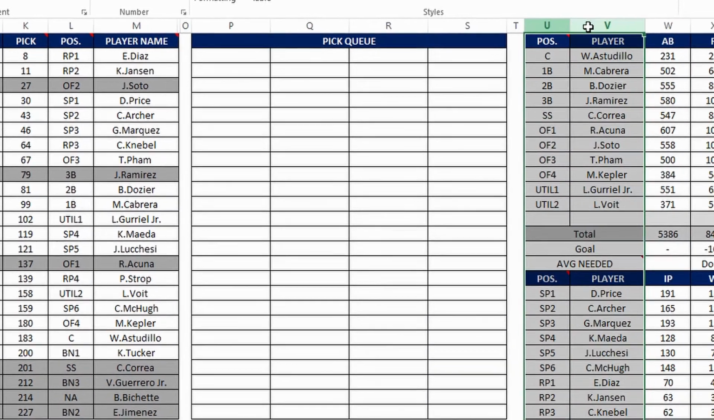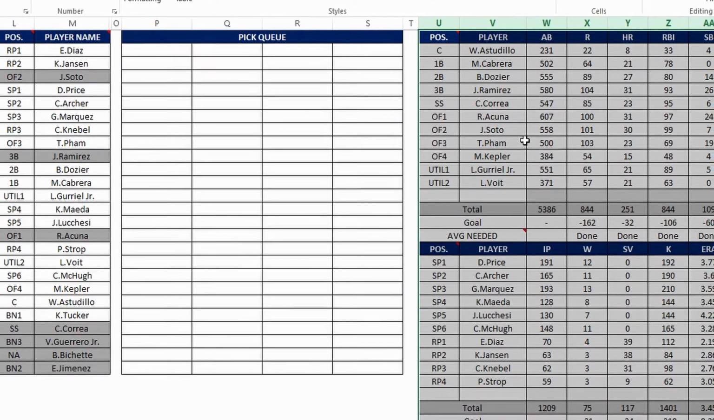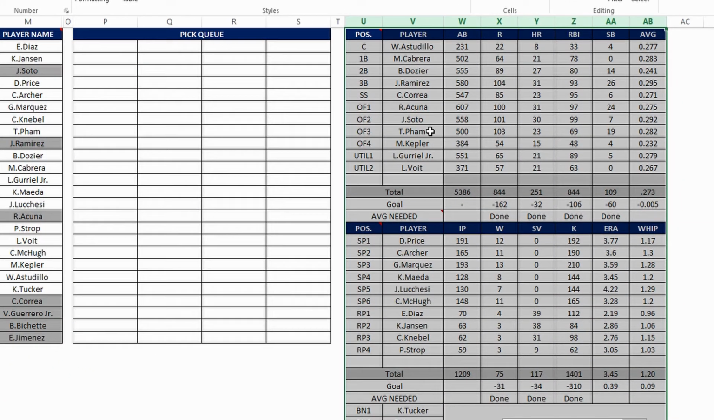And then columns U and beyond, those are really looking at the estimated statistics that I thought each person might get for the 2020 season. I think I used the projections from RotoChamp in this one, with minor edits where I thought they were going to do differently than what RotoChamp had in there.